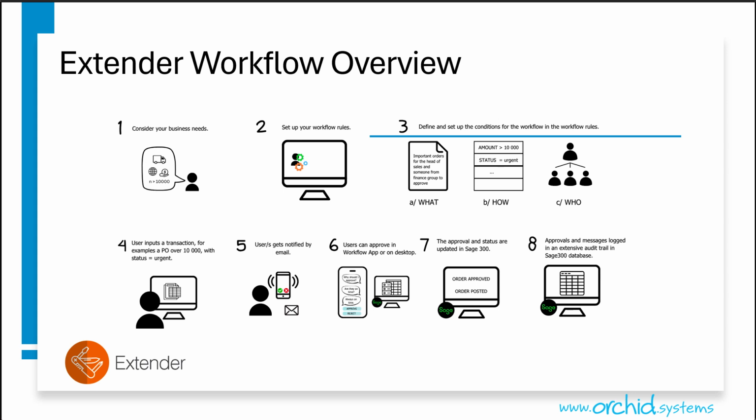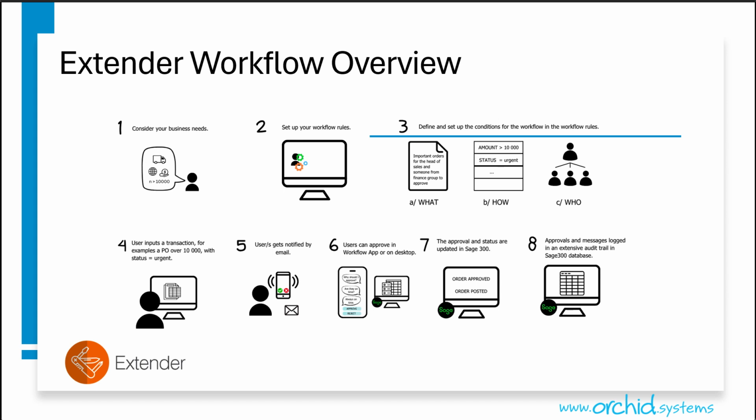How does the workflow configuration and approval process work? You start with your business needs. Why do I need to approve some records? What records do I need to approve under what conditions? Then, in Extender, you'll set up your workflow rules, and that mainly involves defining your conditions. For example, purchase orders or sales orders above a certain amount entered in a particular region are approved by this user, but if they're below another amount, then they're approved by different people.